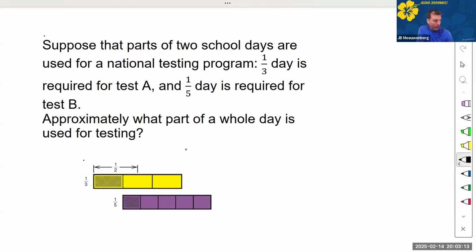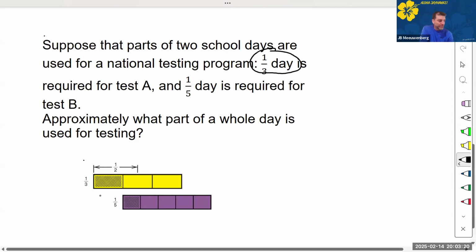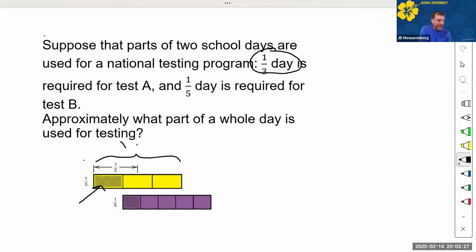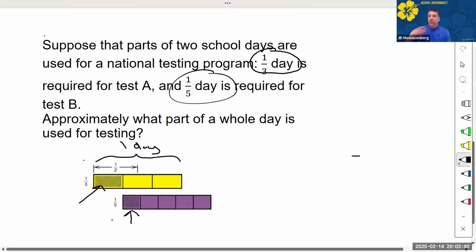If you look at this yellow bar, what you'll notice is it is the 1/3 of a day. This shaded area is showing us that 1/3 of a day. So from here to here is 1 day, and this shaded part is 1/3 of it. And then it says 1/5 of another day, 1/5 of the day, which we see right here, is required for test B. So this is a demonstration of addition.